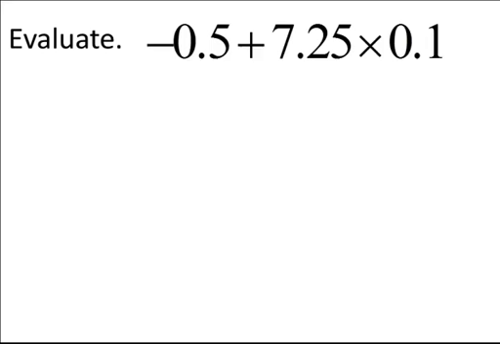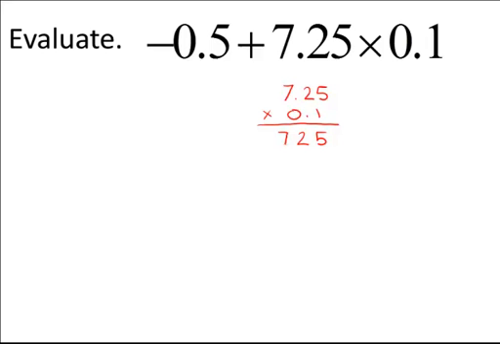Evaluate negative 0.5 plus 7.25 times 0.1. Order of operations tells us that we need to do the multiplication before the addition. So I begin by multiplying 7.25 times 0.1. I start by multiplying the 1 by the 5, 1 times 2, and 1 times 7.